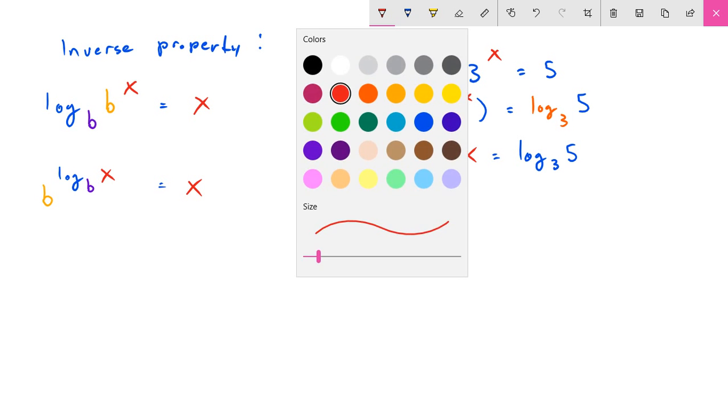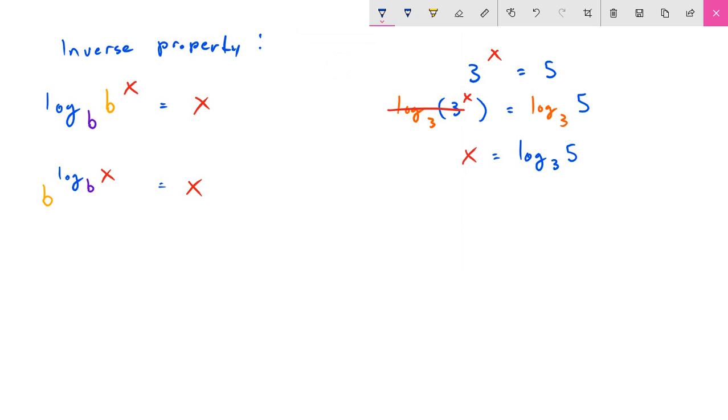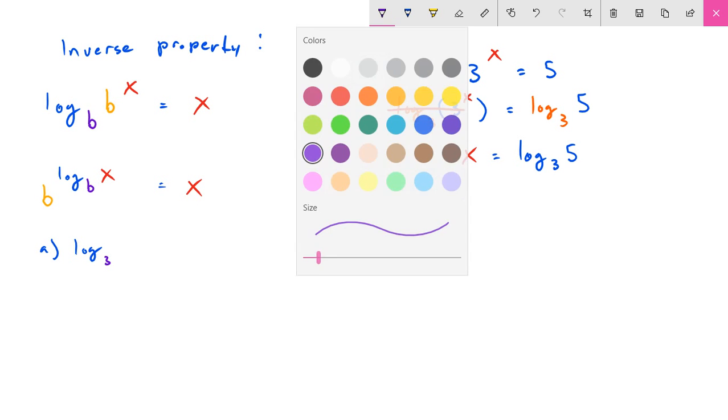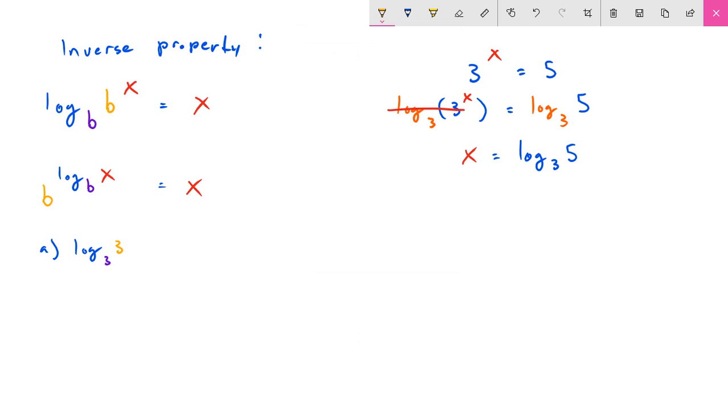If you see some examples that we're about to do, then you'll see this is actually a very simple concept. Here are the examples we're going to do. Log base 3 of 3 to the 11. What would this equal? 11, that's right. The log base 3 of 3 cancels out, just leaves you with 11.